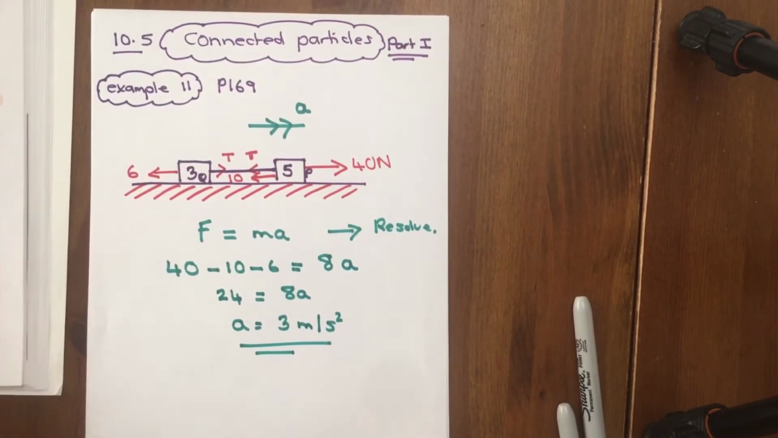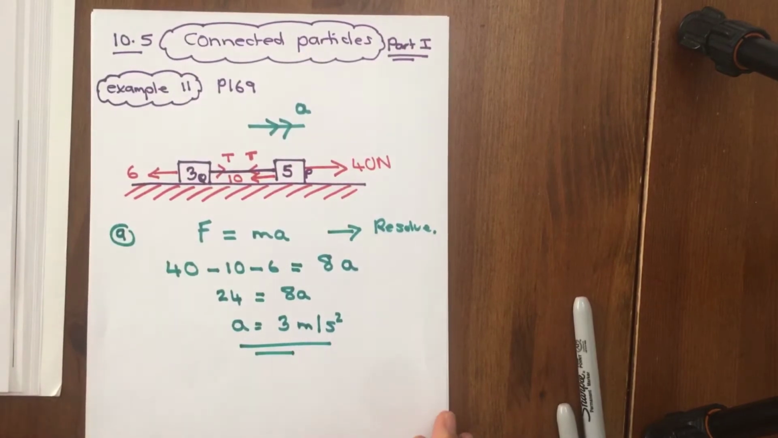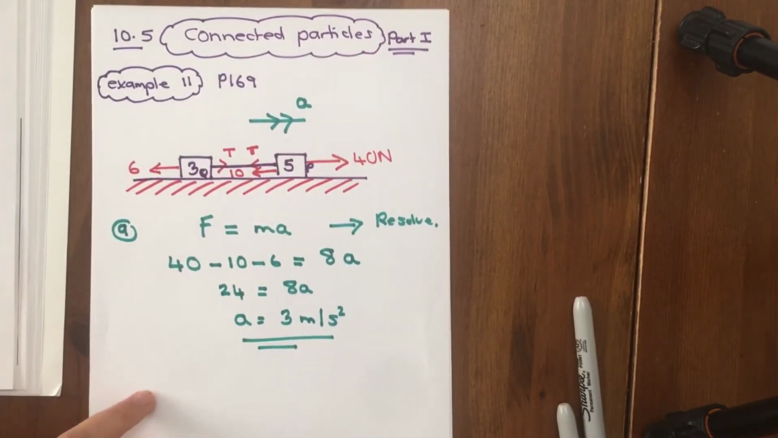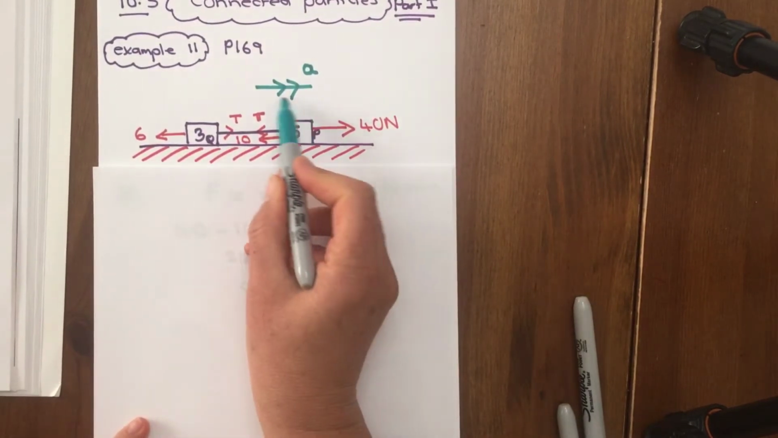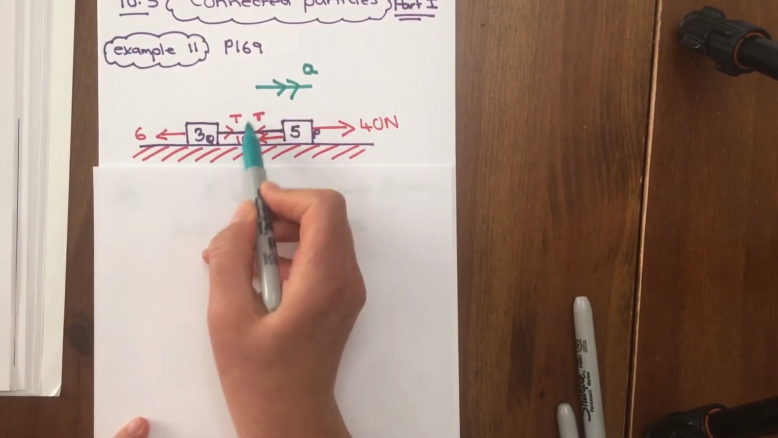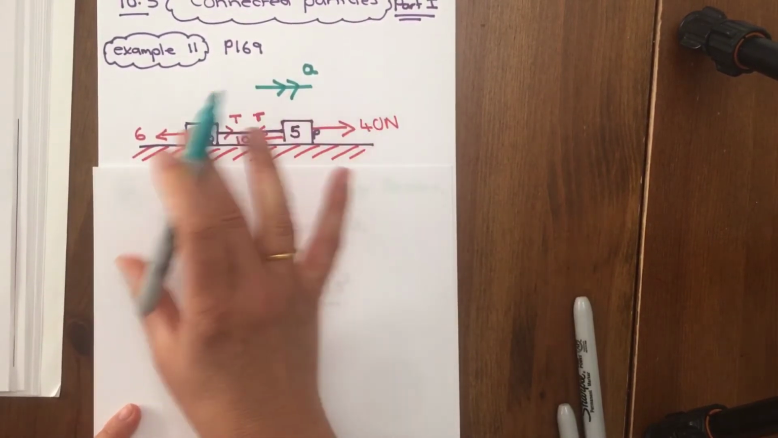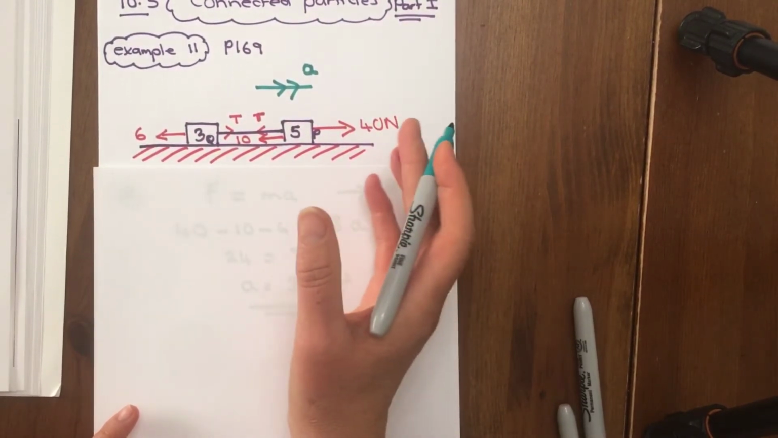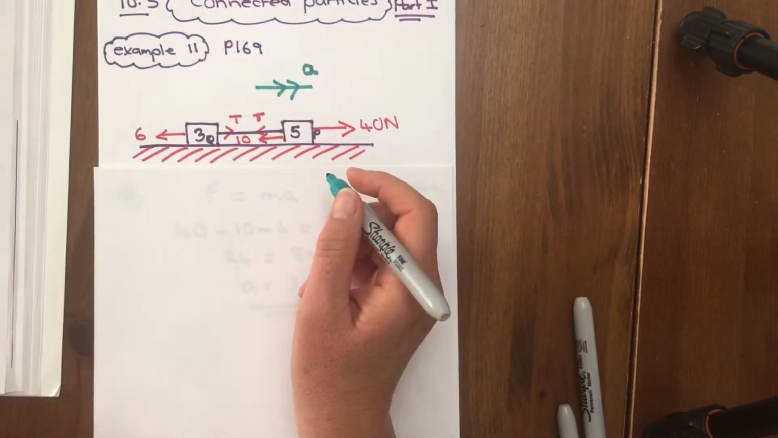Right, part B. That was part A, finding the acceleration. Part B asks to find the tension in the string. So when I look at finding the tension in the string, I'm just going to either look at particle P or look at particle Q and ignore the other particle. It doesn't matter which particle I look at, and I'll show you both ways how I can get the solution for the tension T.